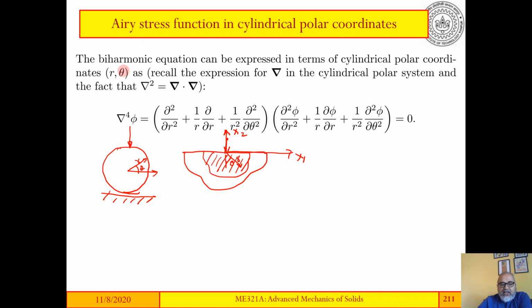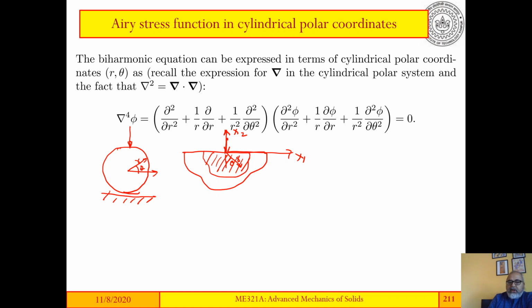So these are the kinds of problems that we are going to solve with the biharmonic equation in cylindrical polar coordinate system. In this lecture, what I'm going to do is tell you the structure of the solution that you can expect and how to quickly determine that solution.